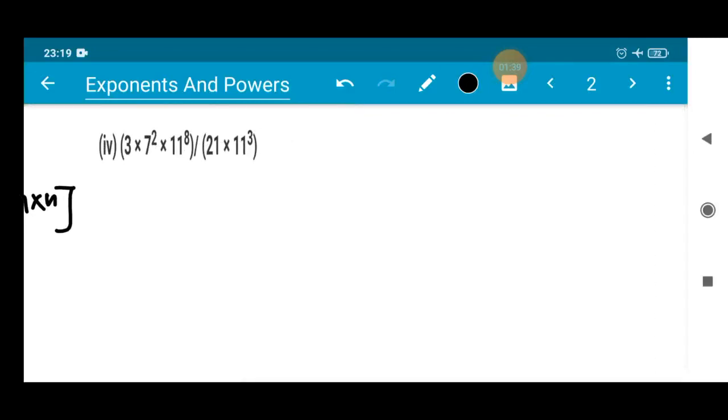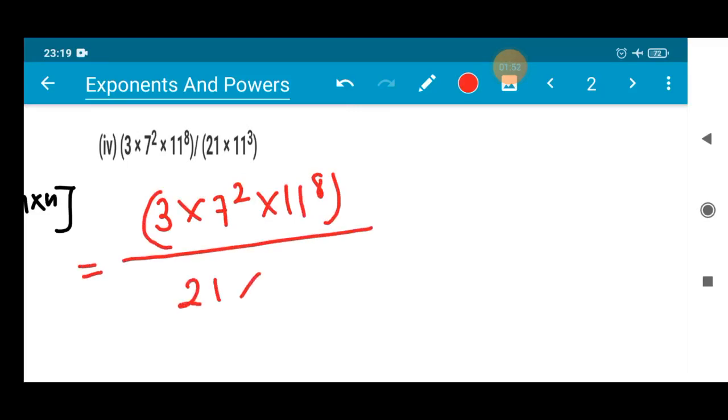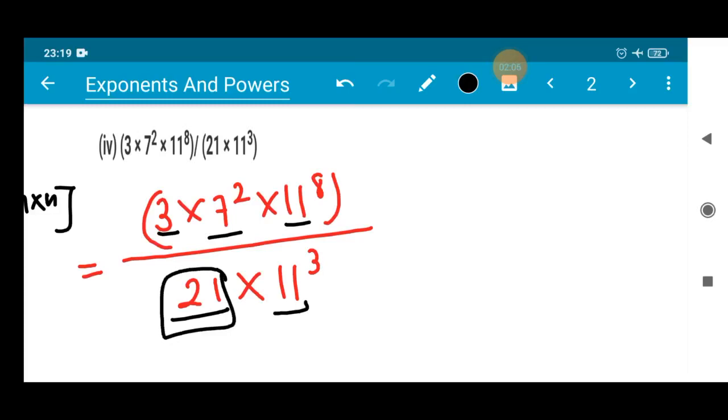3 into 7 square into 11 to the power 8 divided by 21 into 11 cube. Now you can see here every number is in its prime form, 3, 7, 11, and then 21, 11. But 21 is not in its prime form. So let us convert this into its prime form.